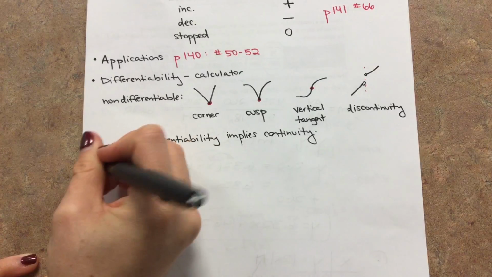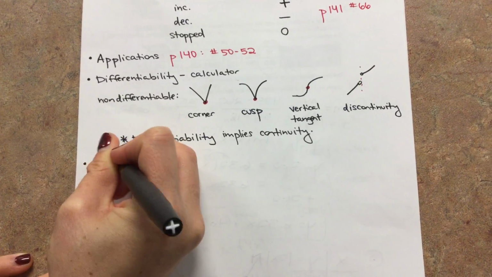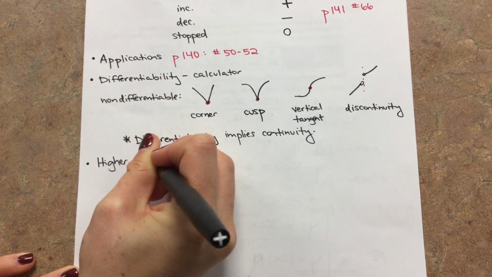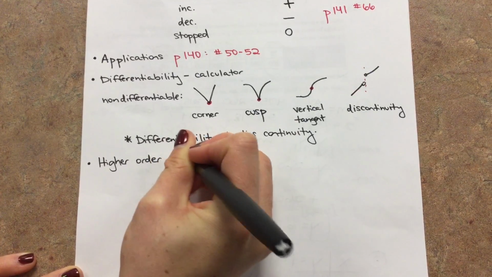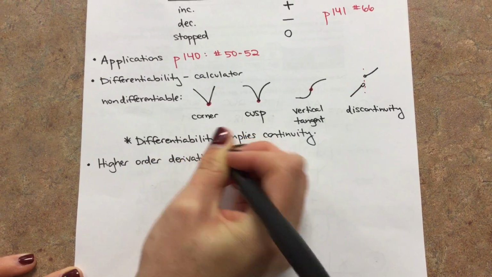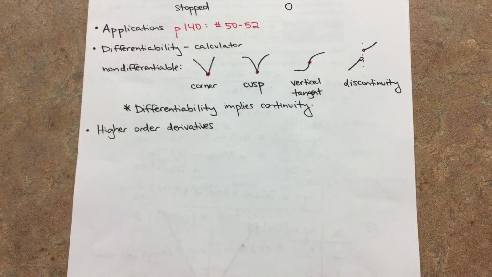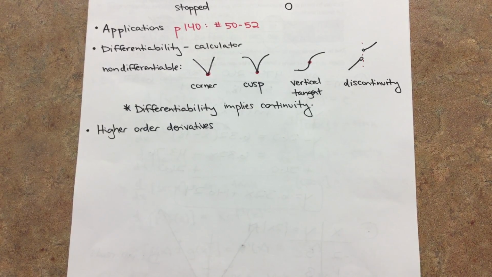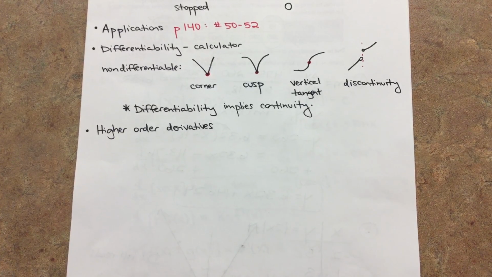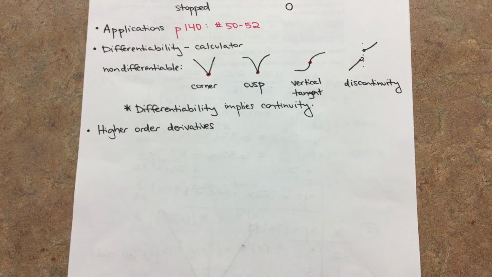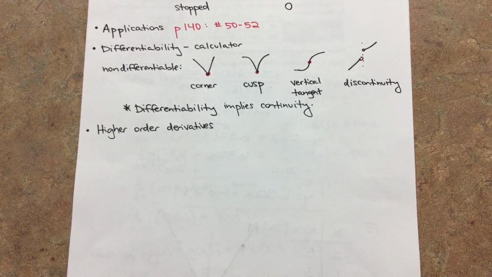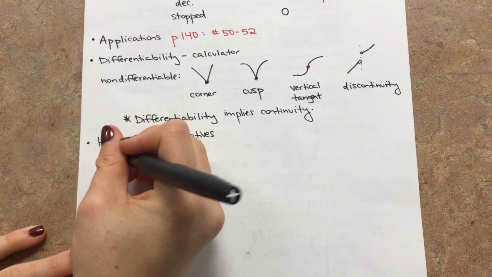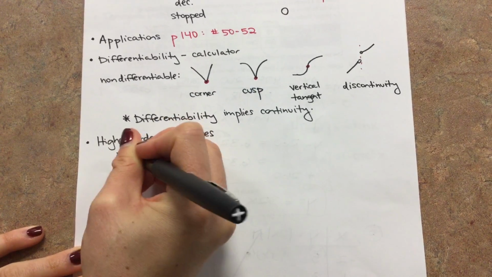Next thing we did was 3.5, which was our higher order derivatives. So second derivatives, third derivatives. Higher order derivatives are basically just taking the derivative again. If you can take the derivative once, chances are you can take the derivative two or three times. So some patterns that I want to tell you guys about, and these are things we talked about in 3.5.